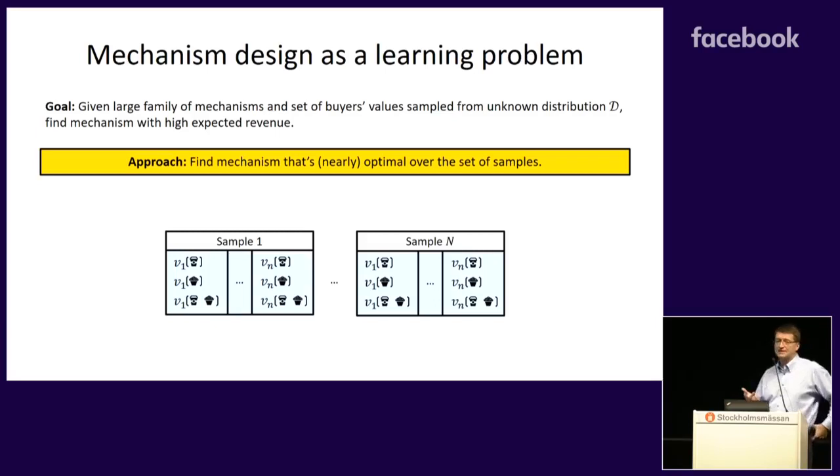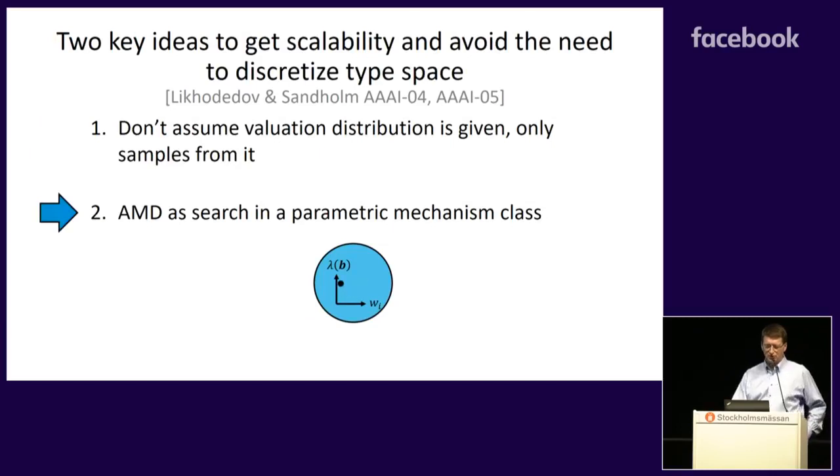But first, what do we mean by sample? There's some flexibility here. We could define a sample in many different ways, but for the purposes of this tutorial, we define the sample as being a full draw of valuations for every agent. So every agent has a value for every bundle. We see basically this type of table in every sample. It says, for every agent, what's the value they have for every bundle. And then we can have n of these samples. Okay, so that was the part on not assuming a valuation distribution, only assuming samples.